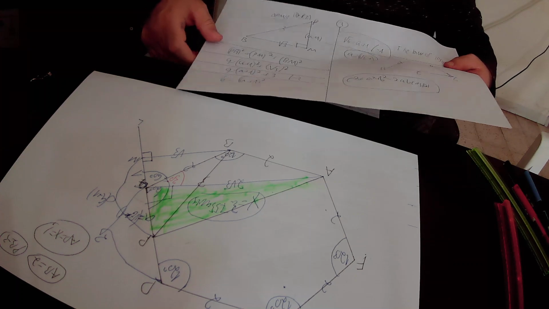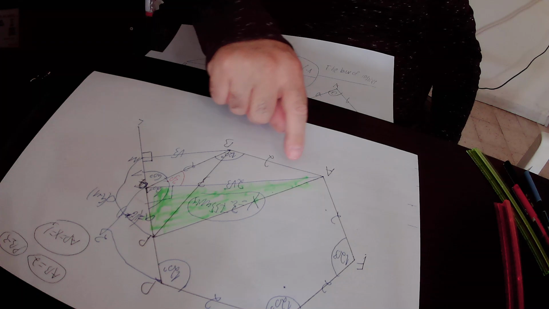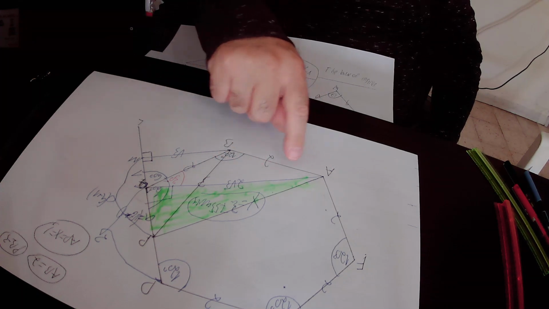Okay, in the next step, join points A and C together by a straight line. By joining points A and C, we can get here triangle ABC.